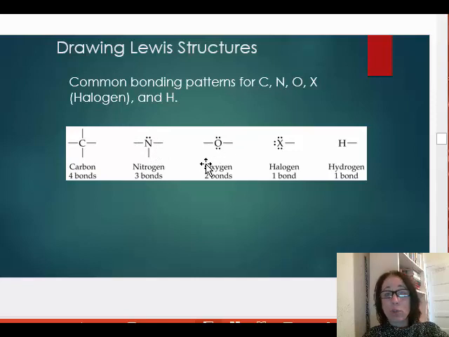Oxygen atoms tend to have 2 bonds and 2 lone pairs: 2, 4, 6, 8 electrons. The octet rule is fulfilled. Halogens tend to have 3 lone pairs and 1 bond: 2, 4, 6, 8. Hydrogen is always an exception to the octet rule. Since it's in the first period, it can only accept 2 electrons, and hydrogen will always have 1 single bond.